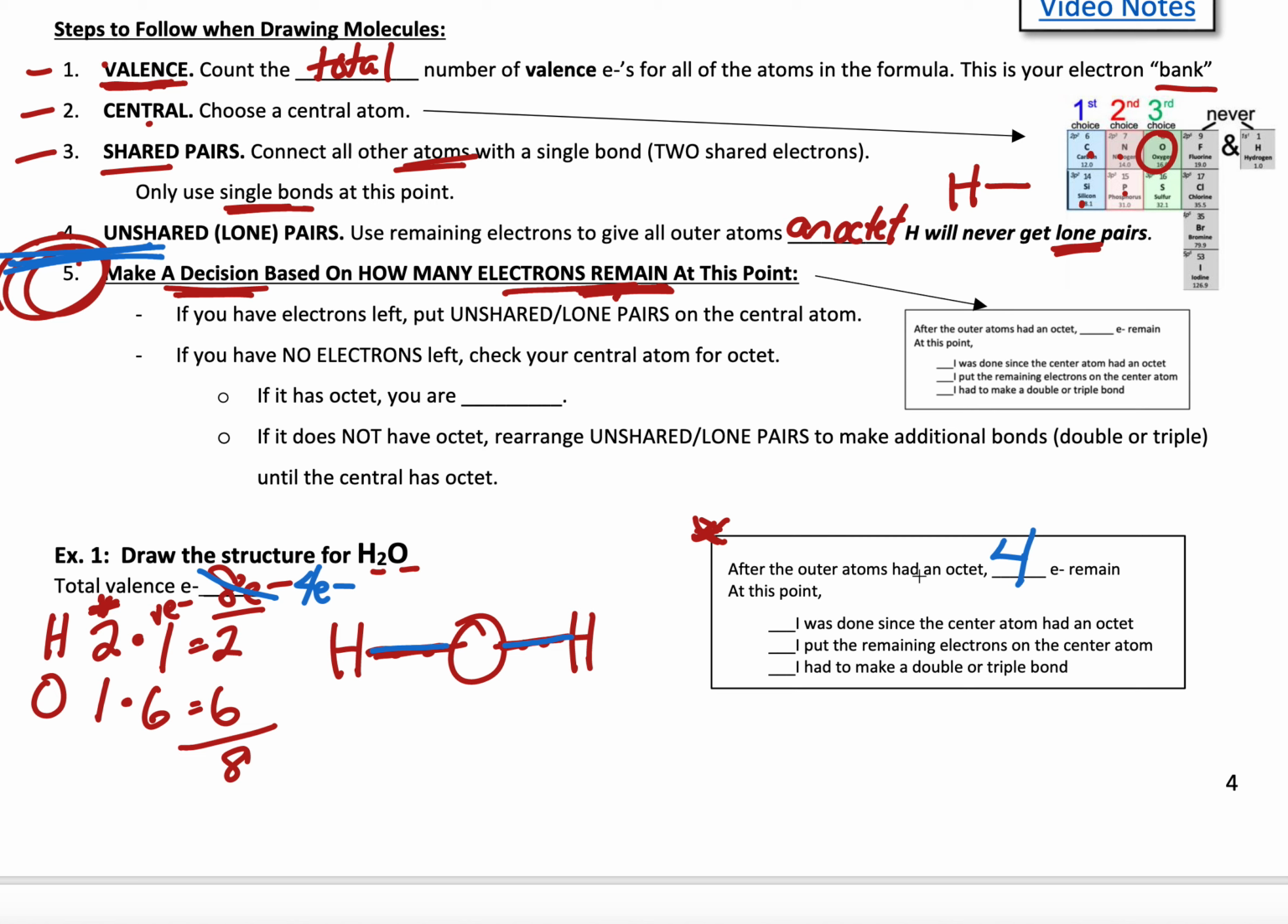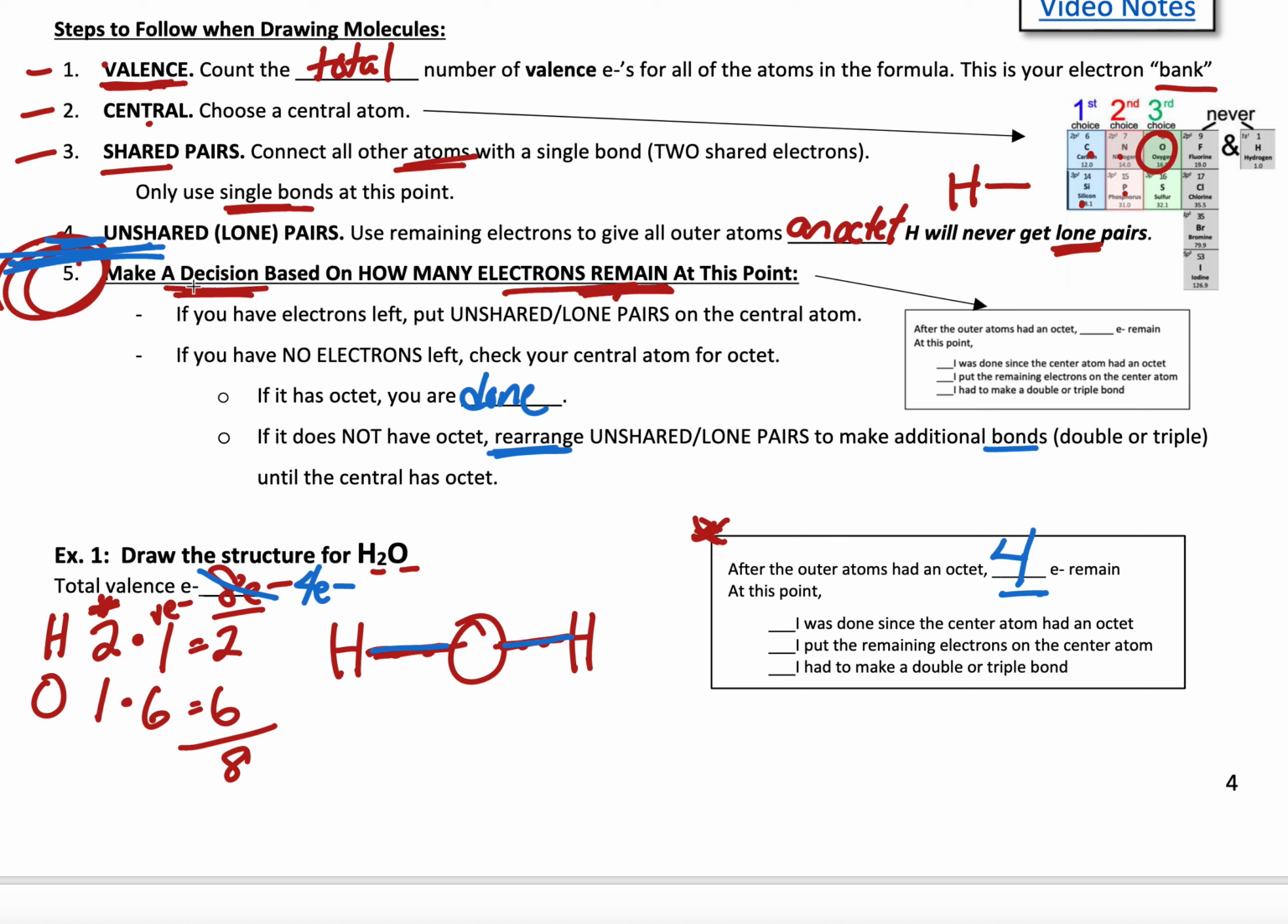It says after the outer atoms had an octet. After you do step 4, give the outer atoms an octet. Figure out how many remain. I can't stress this enough. This is unbelievably important. You have to know how many electrons are remaining at this point. In this case, 4. Now, if you have electrons left, you're going to end up putting them on the center atom. But if you don't, you have to look at your center atom and see, is it all set? If it does have an octet, you're done. But if your center atom doesn't have an octet, then you have to do some rearranging.